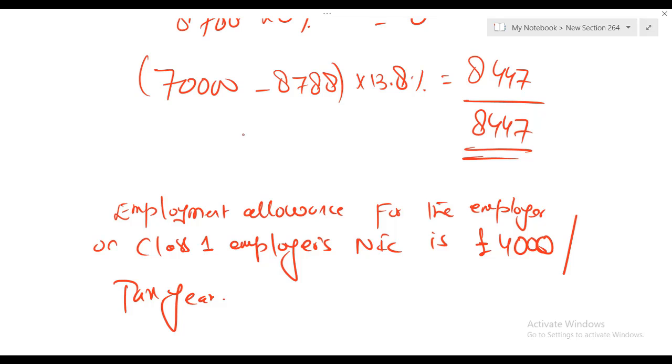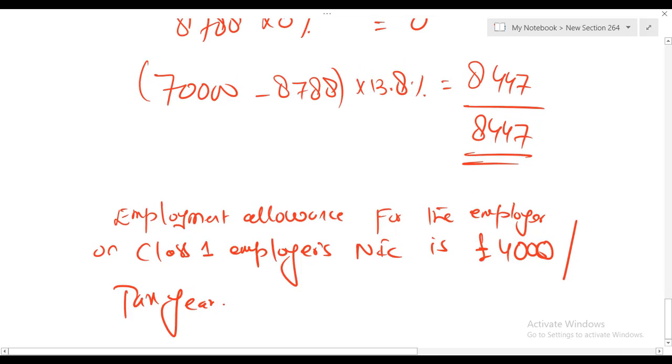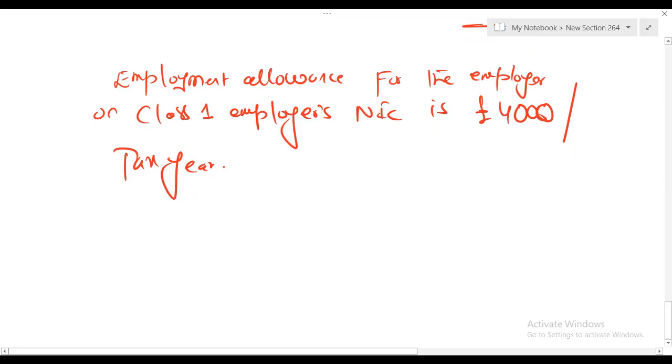Okay. So for example, let's say there is an XYZ organization, just assuming, and 50 employees are there, and let's say that organization has calculated class 1 employer NIC for the 50 employees. So whatever the total comes, from that total we are going to deduct this 4,000. So there is an employment allowance of 4,000 per tax year, which reduces class 1 employer NIC liability.